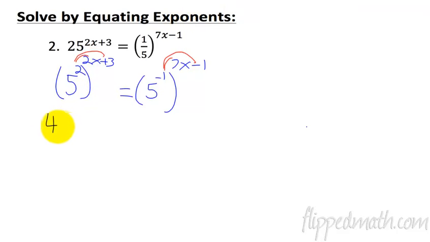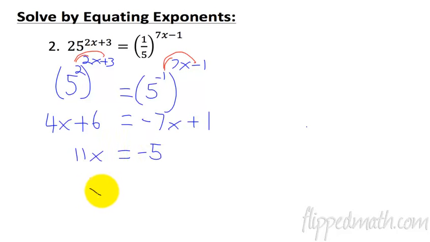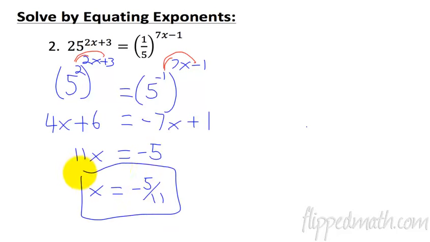So now on the left side, we have 4x plus 6. And here's our equal sign. On the right side, we'll have negative 7x plus, this time, 1. And how about I add 7x to both sides? That'll give me over here an 11x. And then I'll subtract 6 from both sides. That'll give me negative 5. And then x equals negative 5/11. And there we go.